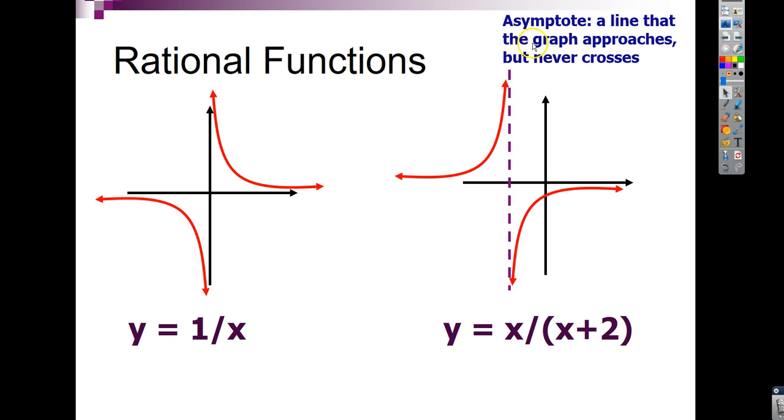An asymptote is a line that approaches the graph, a line that the graph approaches but never crosses. What that means is it's getting really, really close to the y-axis, but it's never ever going to touch it. This one's getting really close to the x-axis, but it's never going to touch it. This one's getting really, really close to this line, which is called an asymptote. This is called an asymptote. But this one, it's never going to touch it. It just gets really, really close.